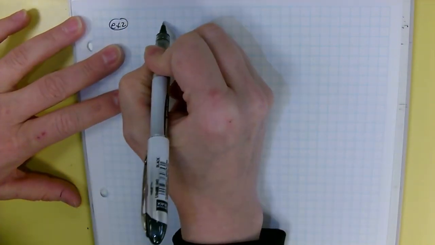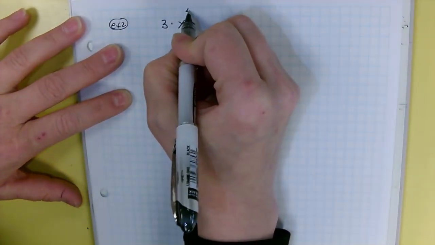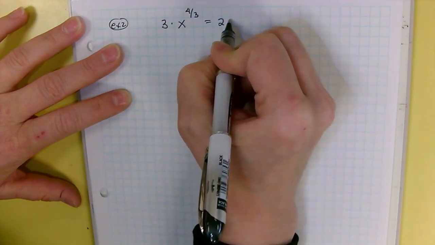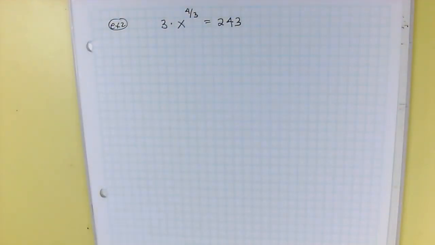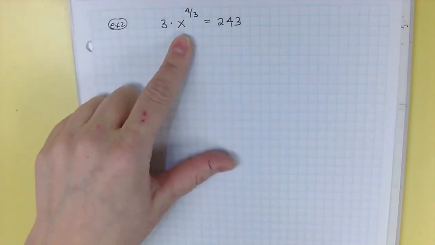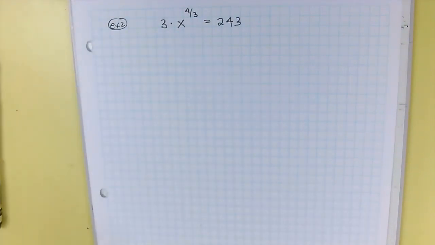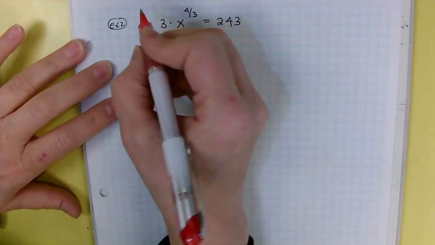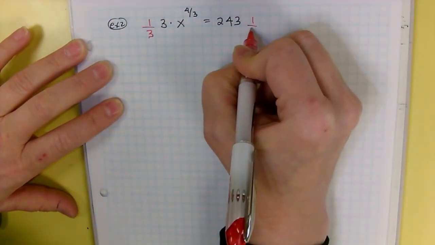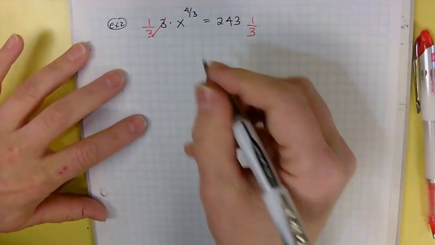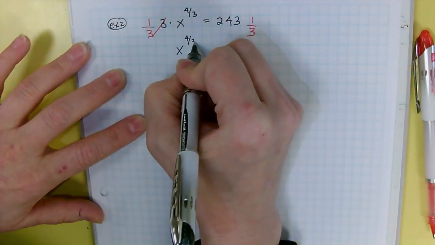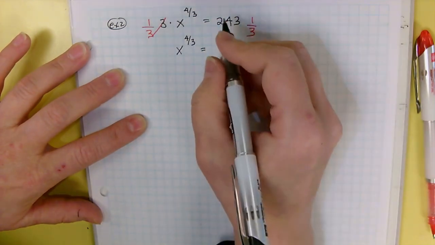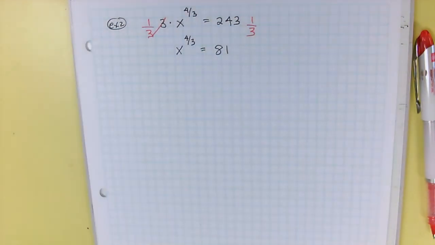Example 2: 3 times x to the 4 thirds equals 243. First of all, simplify, but there's nothing to simplify. Second of all, add or subtract to get the radical by itself. It's by itself. Now we're going to remove the scalar. It's convenient in this case, so we're going to multiply both sides by a third. So the x to the 4 thirds is now alone, and 243 divided by 3 is 81.